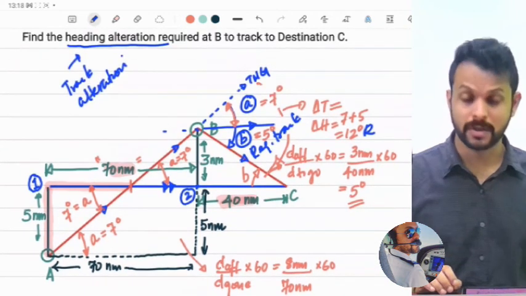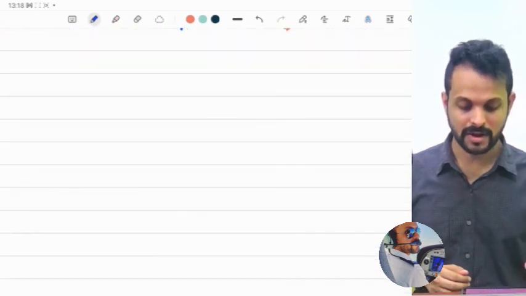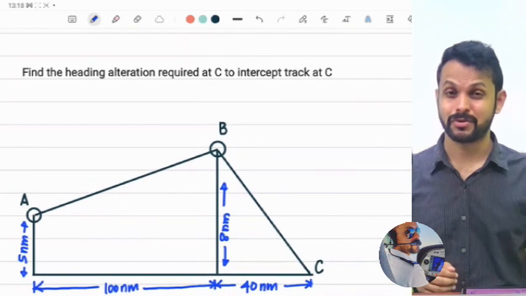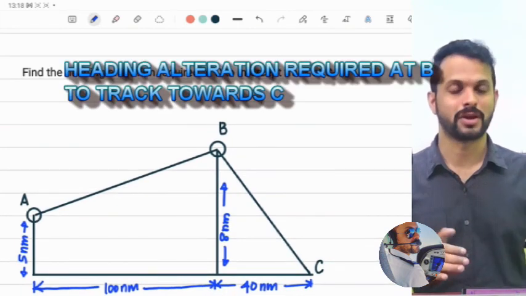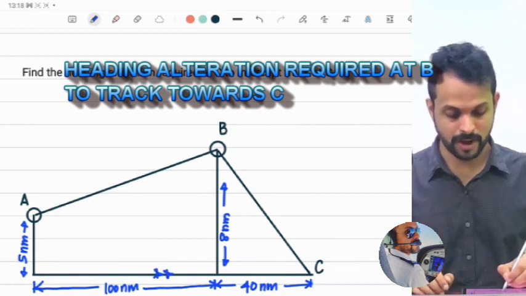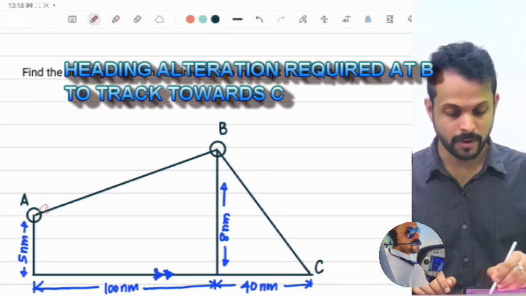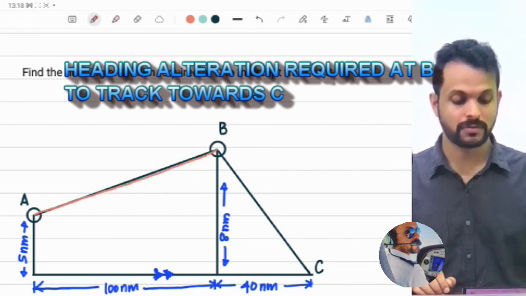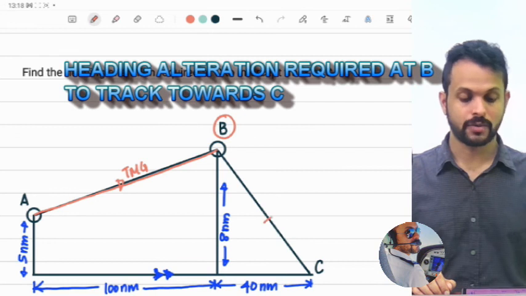Okay, so if you're pretty much happy with this particular question, let me give you another one. This is pretty much simpler than the other one, especially given that you got the idea about how to look into the figure. Again, you can see in the figure, this is the planned track of the aircraft, and the aircraft is flying from point A all the way to point B. You have to find the heading alteration required at point B to track directly towards C.